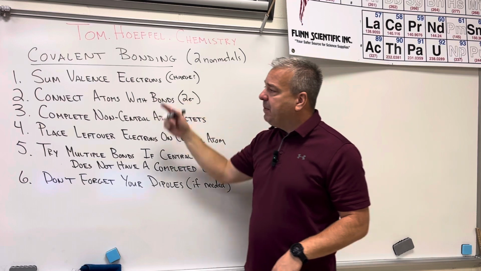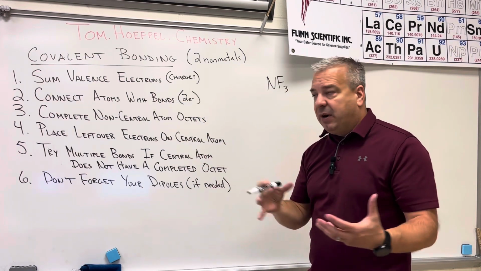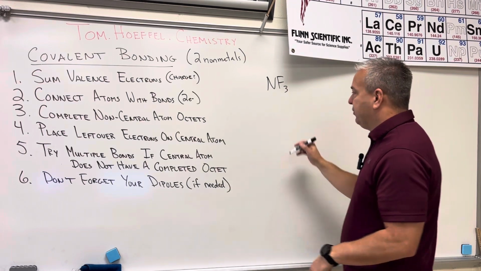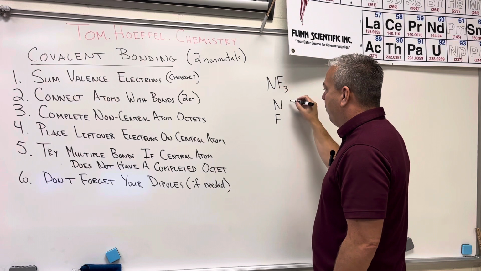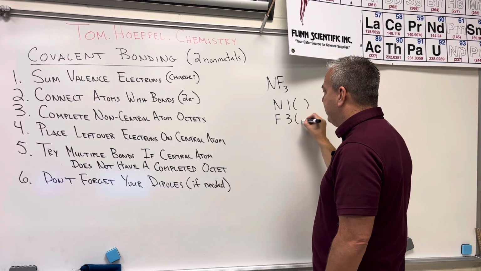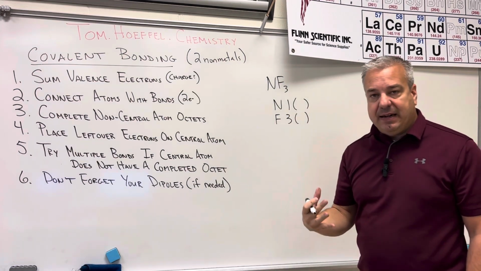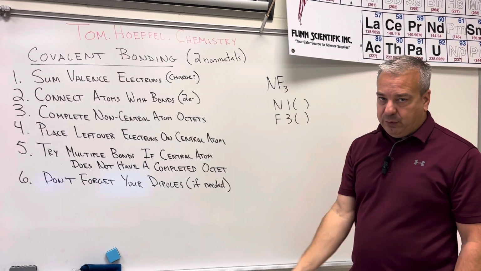Our first step to do covalent bonding is to sum up the valence electrons. What I like to do is create a little bit of a chart here. I'm going to list the nitrogen and the fluorine. I have 1 nitrogen and I have 3 fluorines. Then in these parentheses, I'm going to look at the periodic table and determine how many valence electrons each nitrogen and each fluorine has.